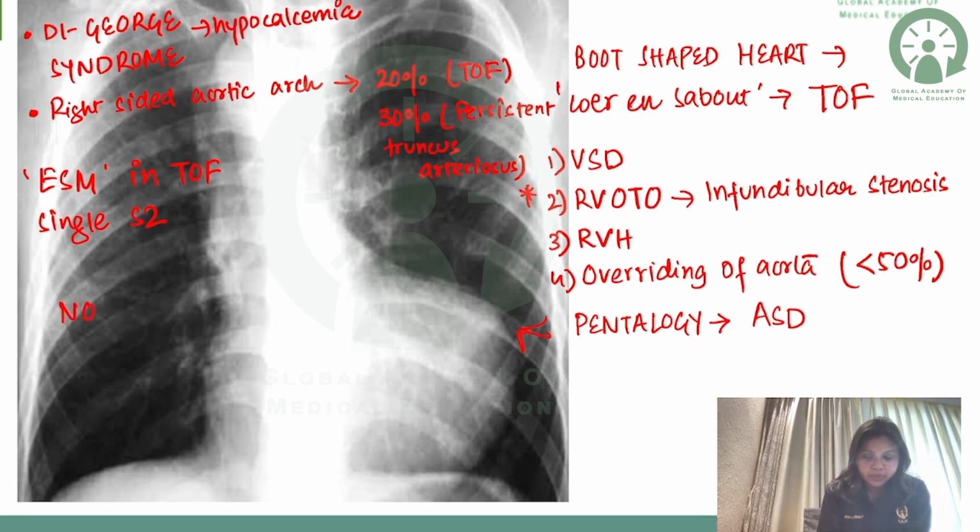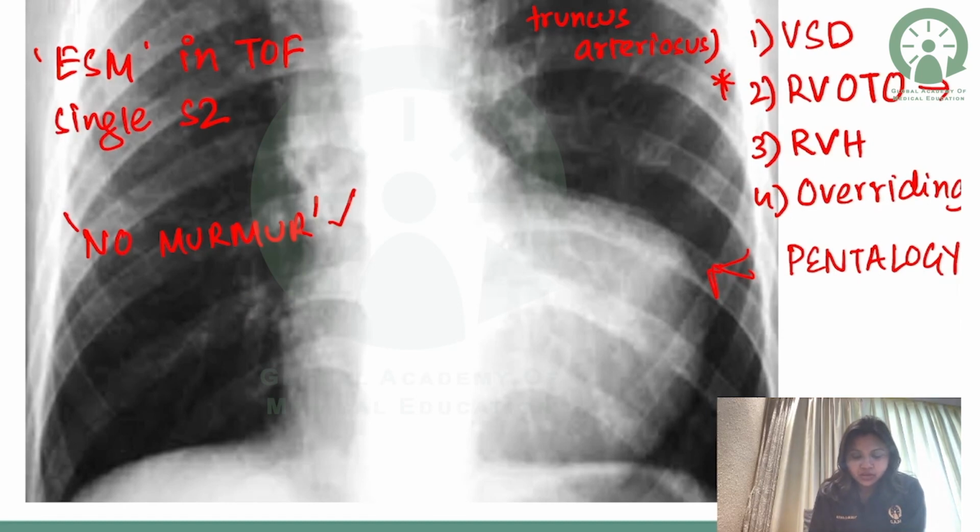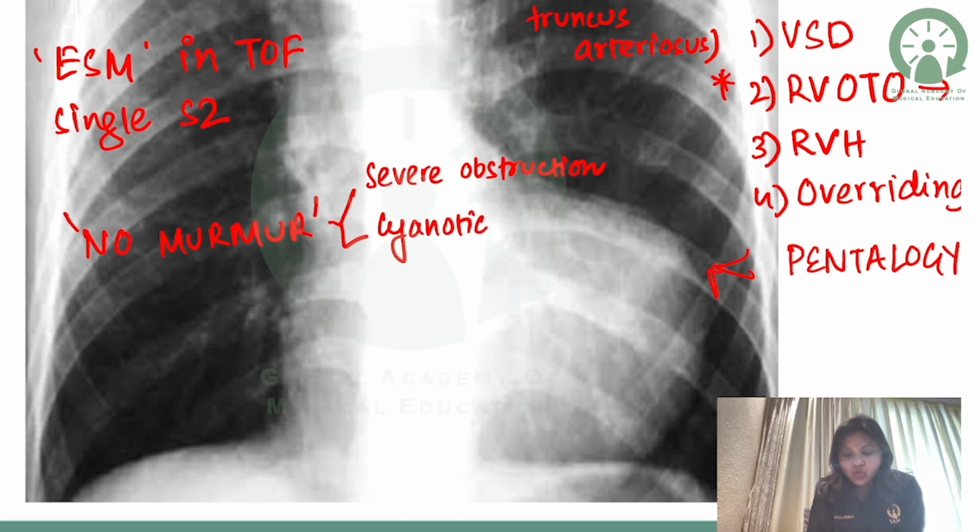So no murmur in TOF is very ominous, because no murmur in TOF means only two things. One is severe obstruction, and number two is that there is a cyanotic spell. So what is the triad that you get in cyanotic spell?